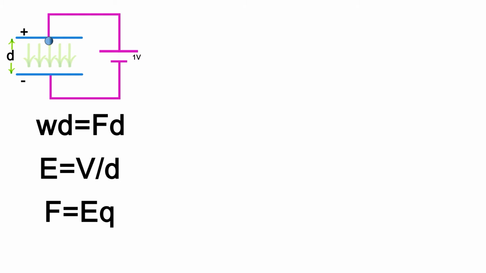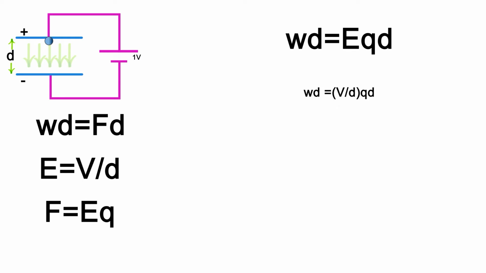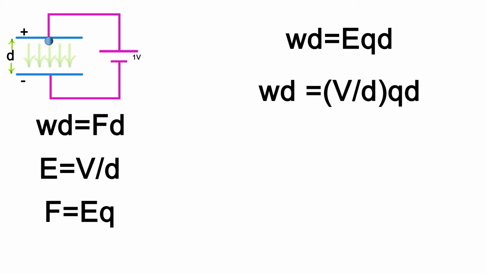So now we'll substitute in for F in work done is force times distance, and that gives us the work done is equal to electric field strength times the charge times the distance between the plates. And now we can substitute E equals V over D. And this will leave us with work done equals V divided by D times Q times D. Immediately we can see that we can cancel out the D's, and this leaves us with work done is equal to the charge multiplied by the voltage between the plates.